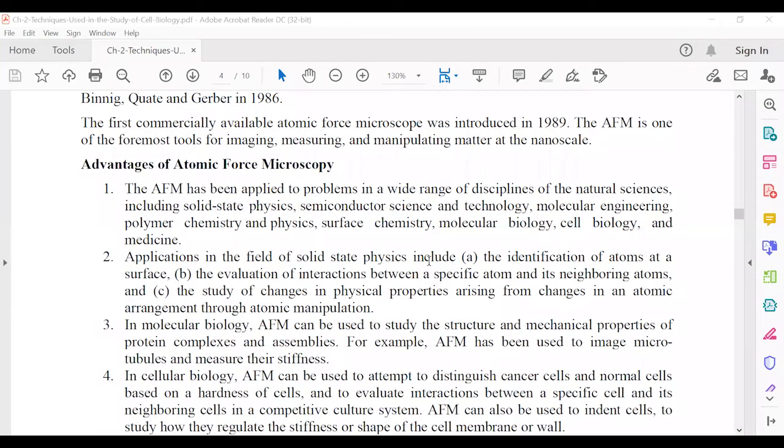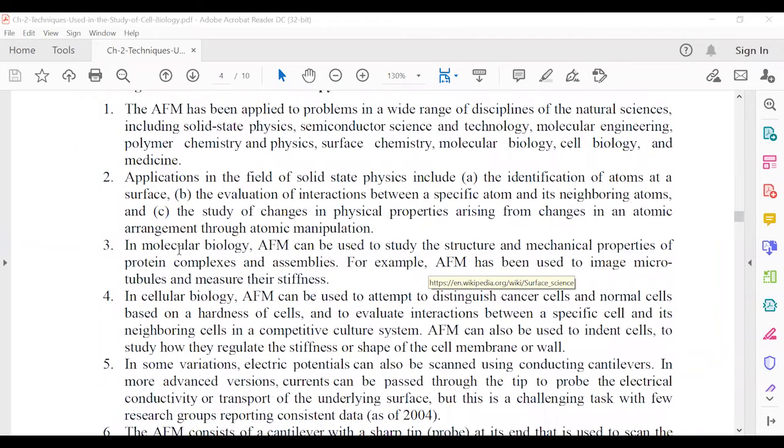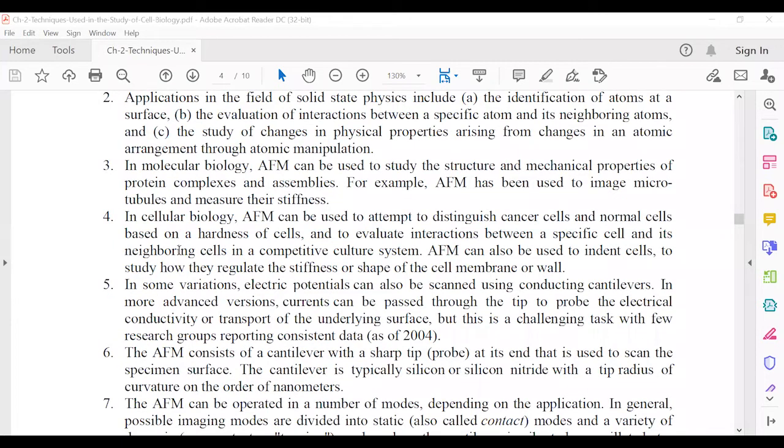Advantages. The atomic force microscope has been applied to problems in a wide range of disciplines of the natural sciences, including solid-state physics, semiconductor science and technology, molecular engineering, polymer chemistry and physics, surface chemistry, molecular biology, cell biology, and medicine. In molecular biology, atomic force microscopy can be used to study the structure and mechanical properties of protein complexes and assemblies.